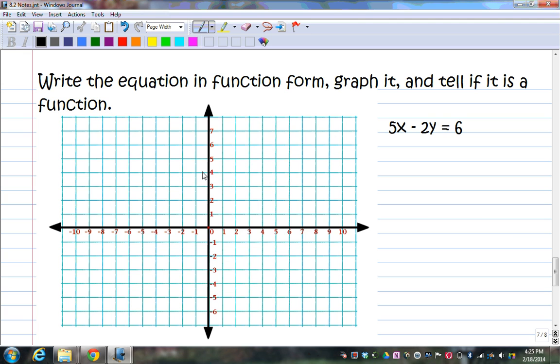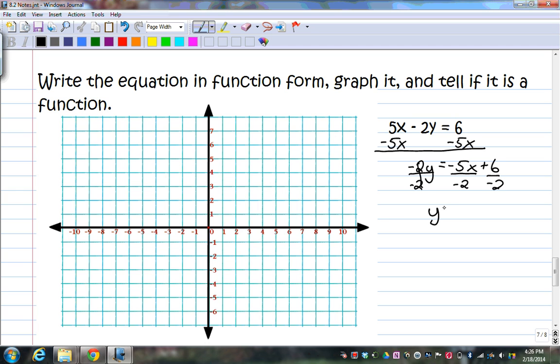All right, so first thing I'm going to do is I'm going to get rid of this 5x on both sides by subtracting. On the left side, the only thing left over is negative 2y. On the right, these are not like terms. So I have a negative 5x and a positive 6. Then what I need to do is divide by this negative 2. And again, it has to be on every term.